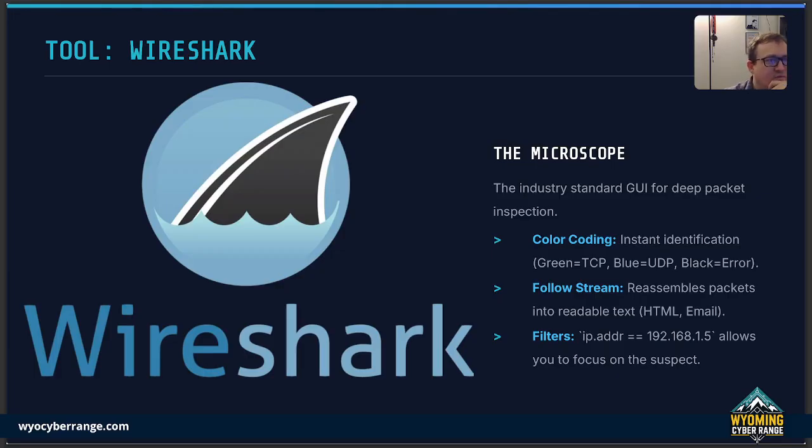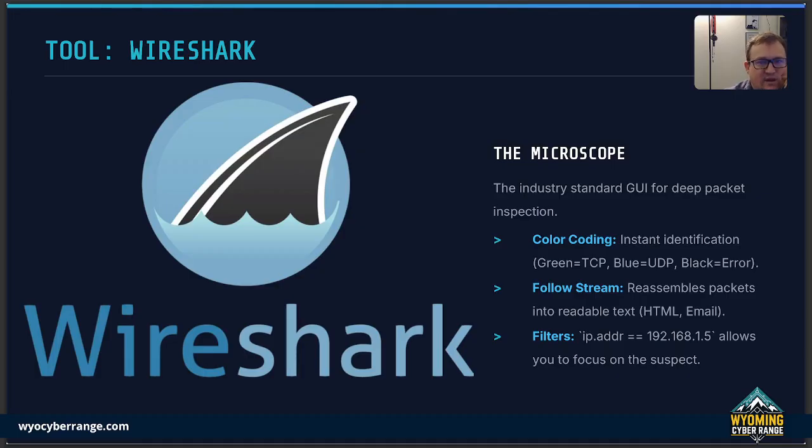All right, so our primary tool is going to be Wireshark. This is the industry standard as a GUI. It has great ways for deep packet inspection. And what it does is it acts as a microscope and uses color coding for instant identification, such as green for TCP, blue for UDP, black for errors. It's pretty easy to do that.